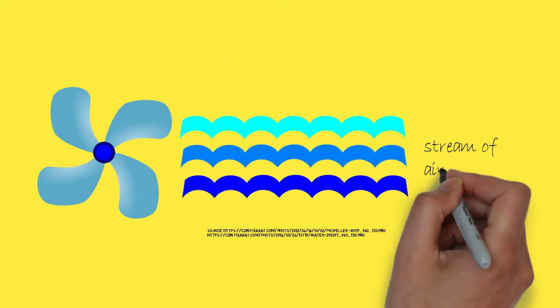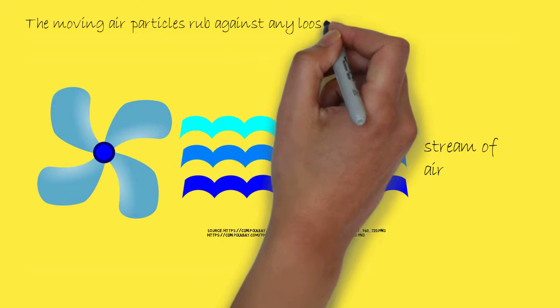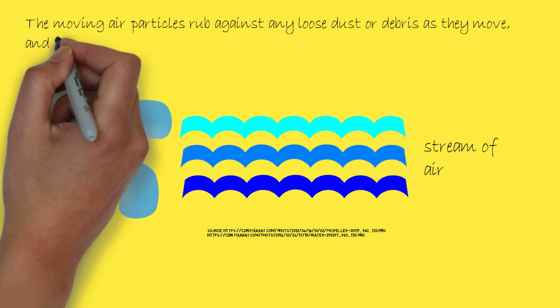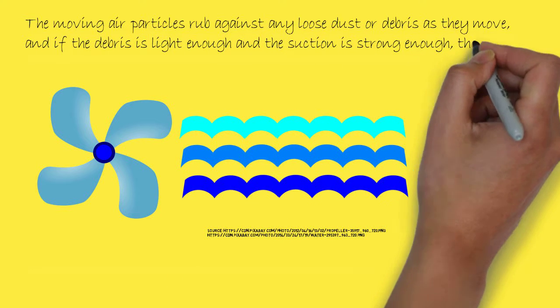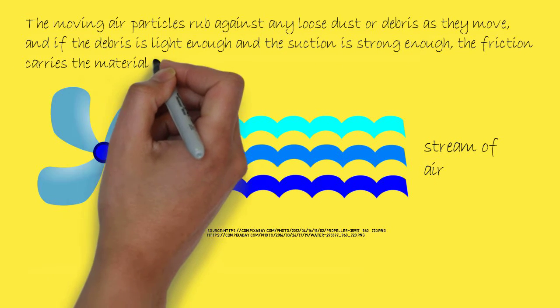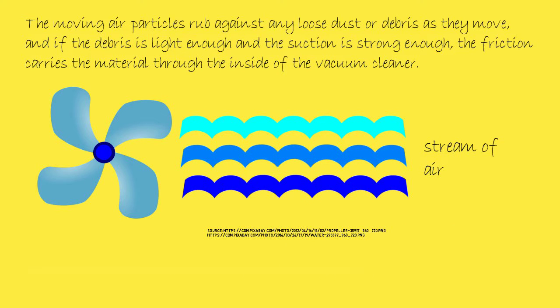This stream of air acts just like a stream of water. The moving air particles rub against any loose dust or debris as they move, and if the debris is light enough and the suction is strong enough, the friction carries the material through the inside of the vacuum cleaner. This is the same principle that causes leaves and other debris to float down a stream.